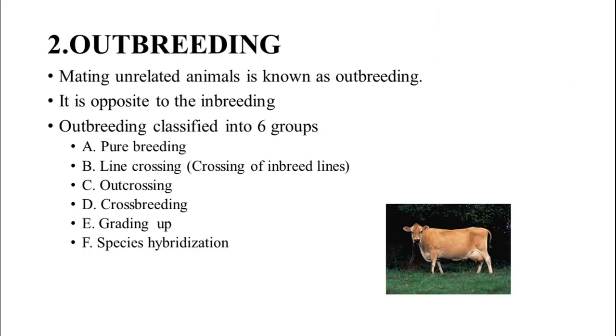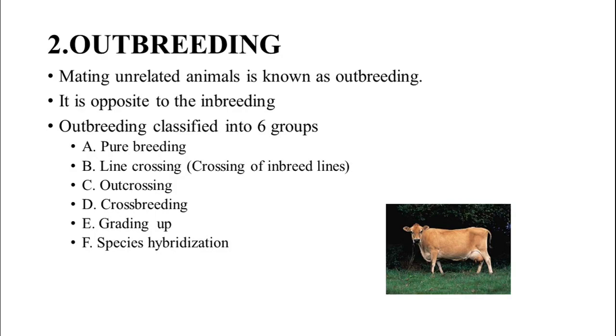Now let us go through outbreeding. You know that the name itself says it: out, which means unrelated. Here the mating takes place between unrelated animals. That is why this is called outbreeding. It is almost opposite to inbreeding.